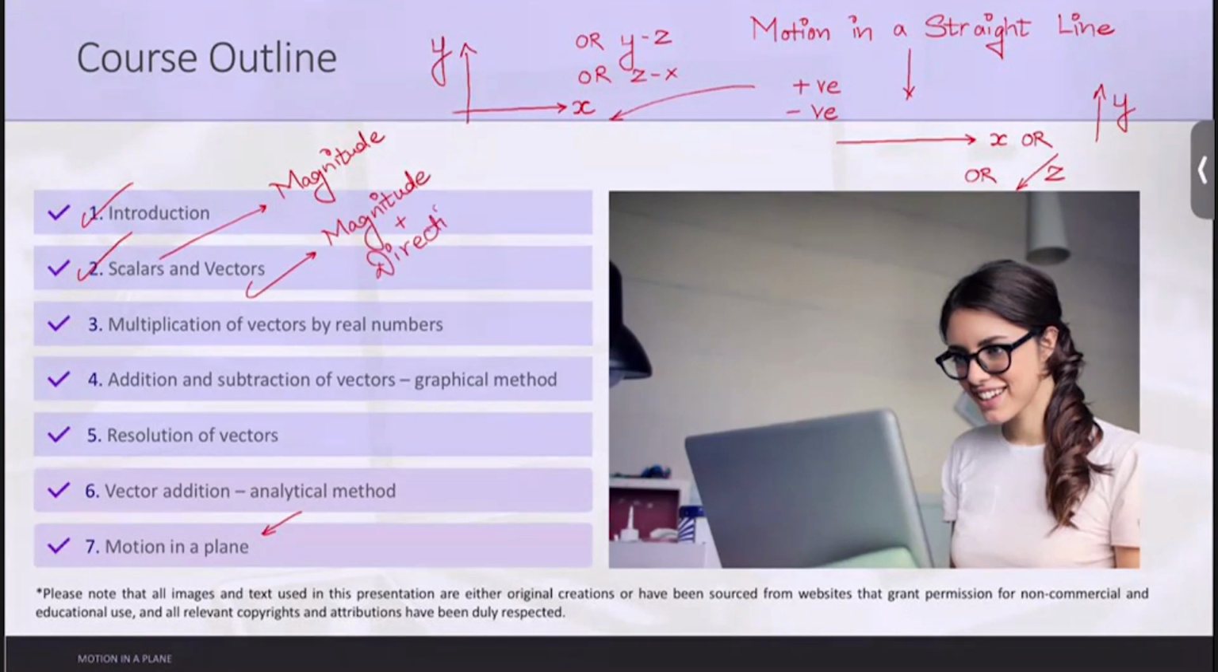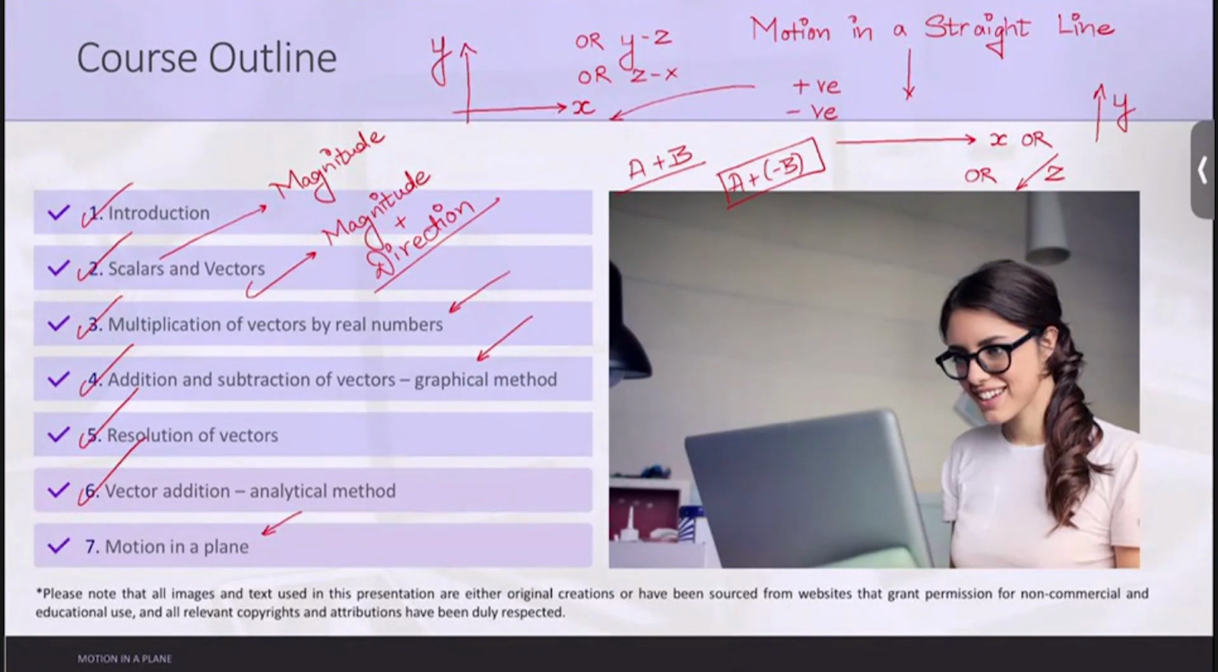Then simple properties of vectors and scalars were understood. Algebraic operations can be directly implemented in scalars, whereas this cannot be directly implemented in vectors, right? That was the basic concept you understood in the third, fourth, fifth, and sixth points regarding vectors. In the third point, we understood one property, that is multiplication of vectors by real numbers. Then we understood the graphical method of addition and subtraction of vectors. Basically it's just a plus b, and if you need to subtract, that is nothing but a plus of minus b. That is how we do the subtraction.